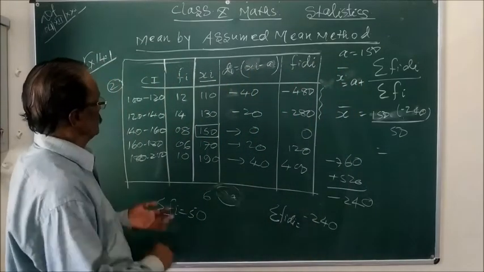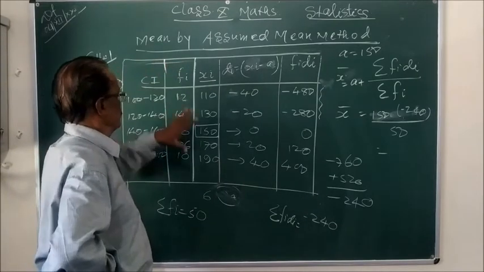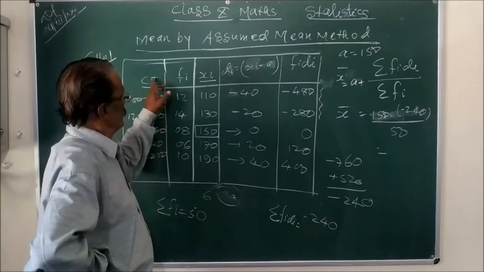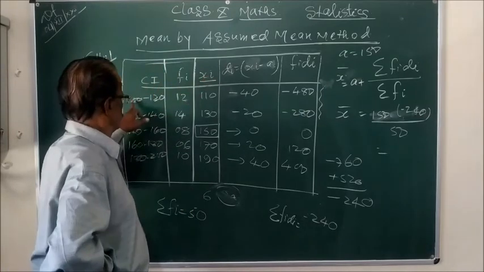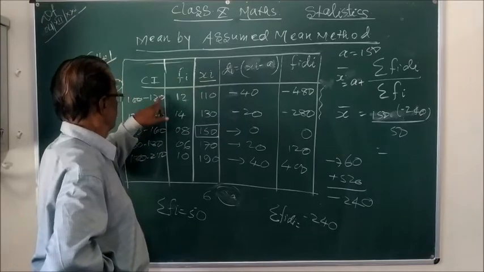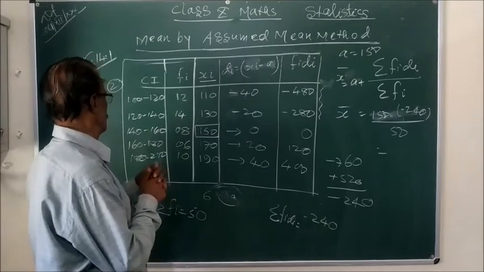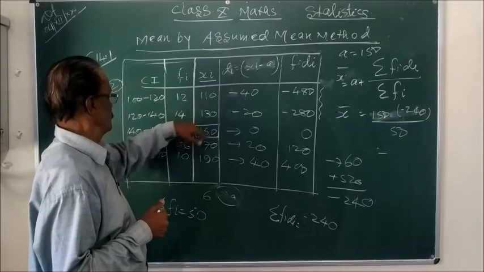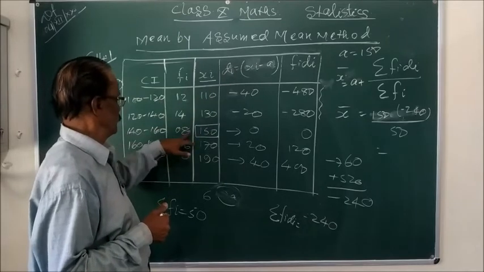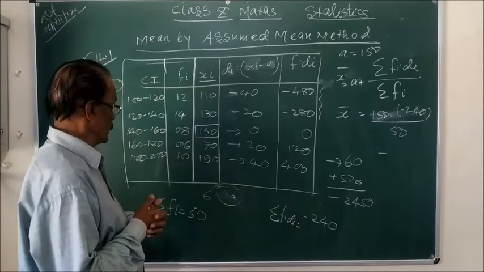Now again you see class interval and frequencies. This will be given in the question. Now you have to find the class mark xi. This is calculated by finding the sum of the lower limit and upper limit, divided by 2. So this will be 220 divided by 2, 110, 130, 150, 170, 190. This is the class mark.